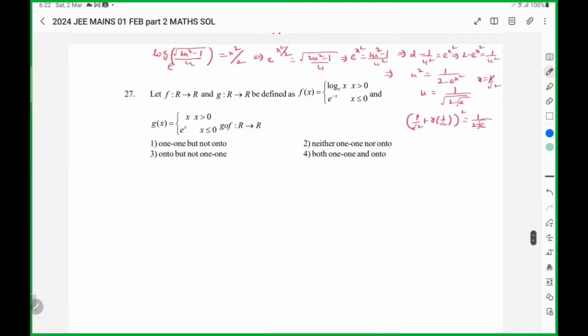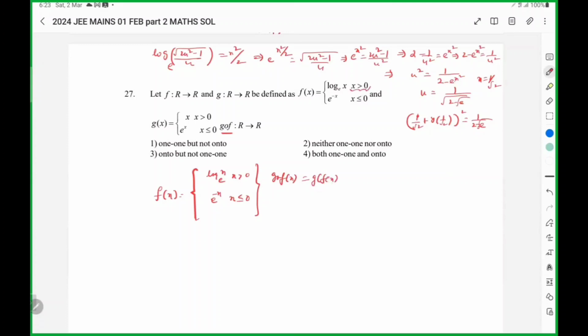So here f of x, we defined it as log x to the base e for x greater than 0, e power minus x for x less than 0. So what he is asking is g circle f. g circle f of x is g of f of x.